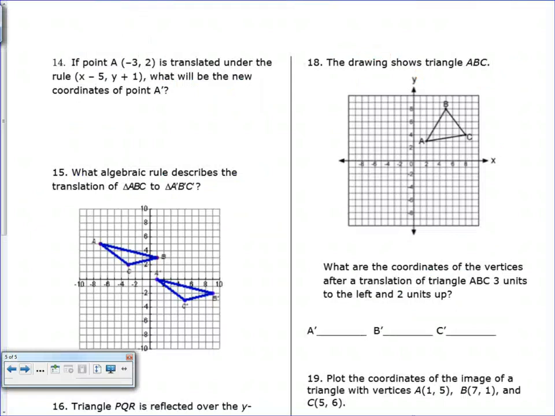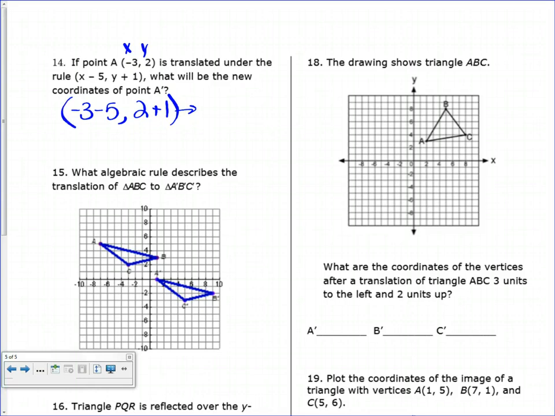Number 14. If point A, -3, 2, is translated under the rule (x - 5, y + 1), what will be the new coordinates of point A prime? So to solve this, we just have to take our x and y values and substitute those into our rule. -3 minus 5 and 2 plus 1. -3 minus 5 is -8, and 2 plus 1 is 3. So those are the coordinates of A prime.